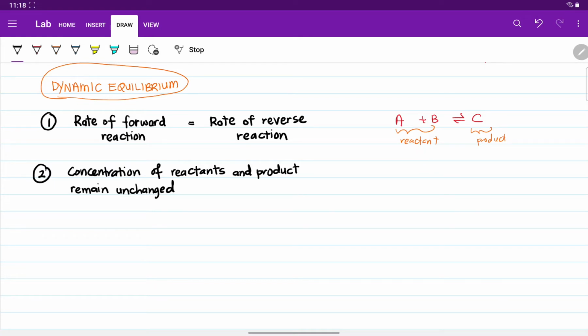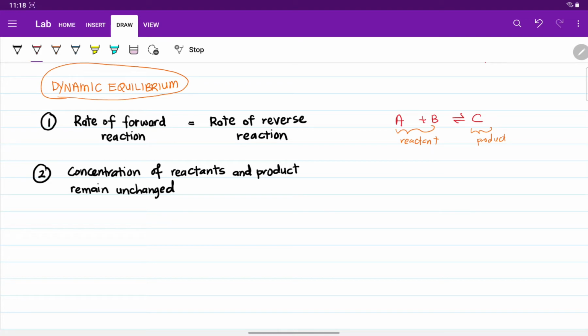Okay, sampai bila keadaan ini akan berlaku? Sampai bila A dan B, adakah semua A dan B akan hasilkan C? Tak. Adakah semua C akan hasilkan A dan B? No. Okay, at one point, bila concentration of reactant and product remain unchanged, maksudnya bila kita ambil sampel, kita check, oh, concentration dia tak berubah. Concentration dia sama sahaja. Kita biarkan 5 jam, concentration dia sama. Kita biarkan 10 jam, the concentration is still the same. So, at that point, kita kata the system is in dynamic equilibrium.